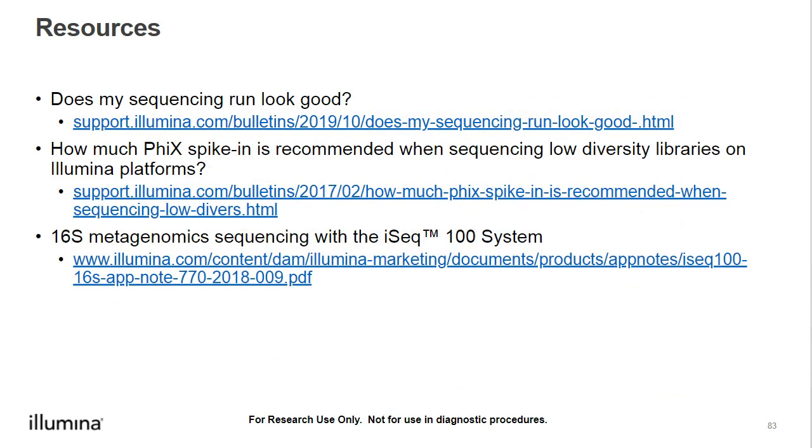For more information on evaluating the success of sequencing runs, we have a helpful bulletin at the first link here. More information on how much Phi-X is needed when we're sequencing low diversity amplicons on different sequencing platforms can be found at the second link. And we have an application note that discusses sequencing 16S libraries on the iSeq at the third link.